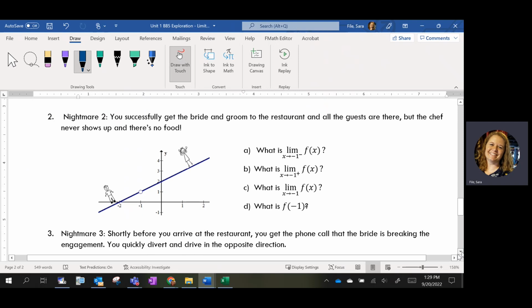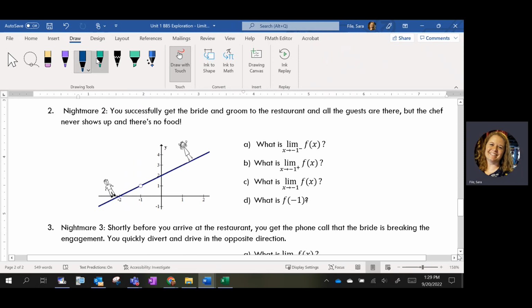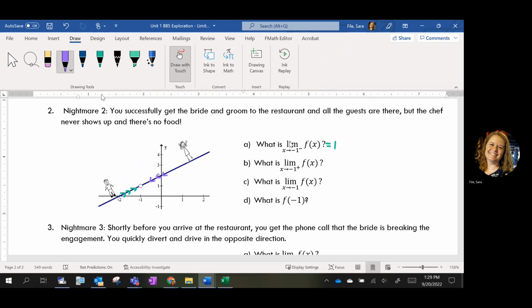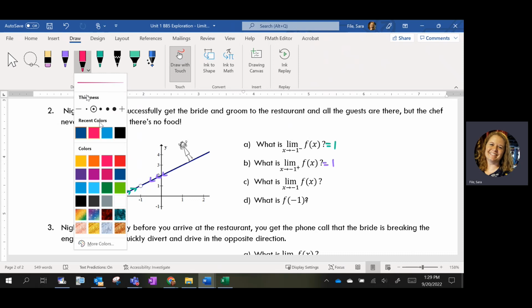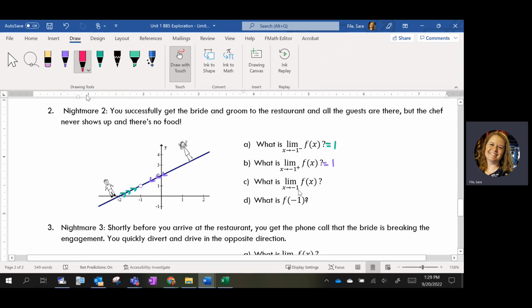All right, so in scenario 2, as the groom approached from the left, we're going toward -1 here. What y value is he approaching? 1. Okay, and the bride is coming from the right. What y value is she approaching? Also 1. Hey, so those are equal. Does that mean now I can have the limit as x approaches -1? Yes, and it's 1. Okay, so the limit from the left and the right are equal. That's good. So the limit exists.